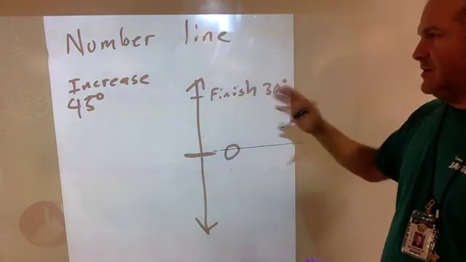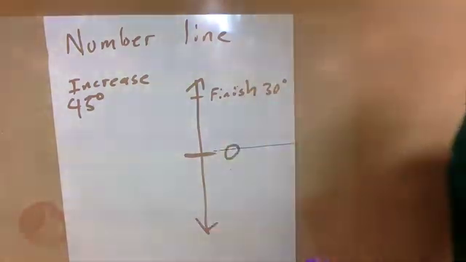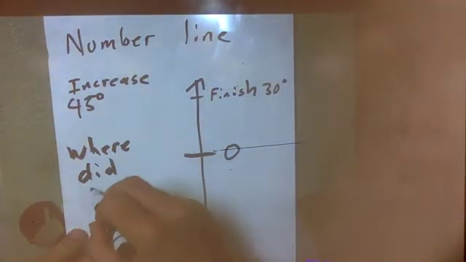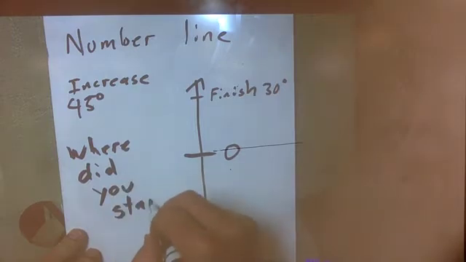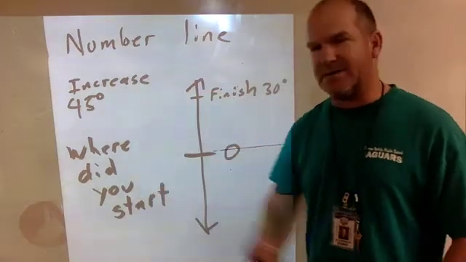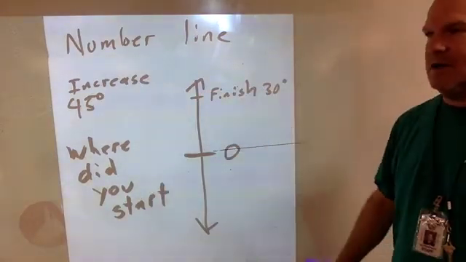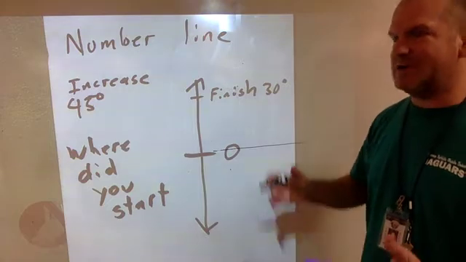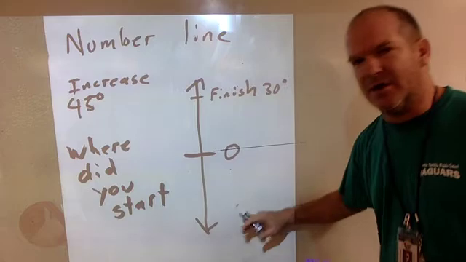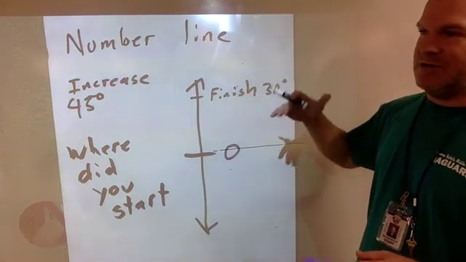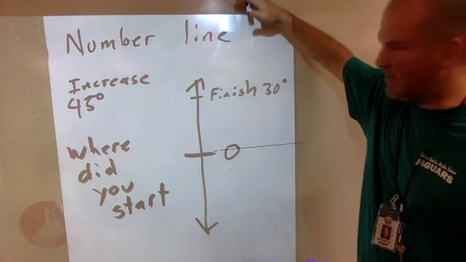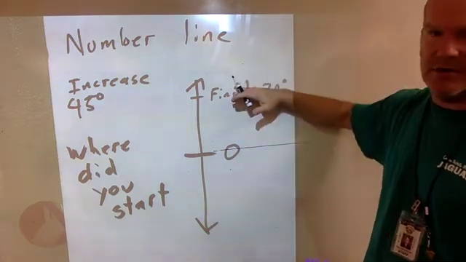Well, think about it. They want to know, where did you start? And wherever you started, you increased 45 degrees from that starting point to end up here. So if you had to increase to get there, you must have been farther down. All right, if it would have said you decreased to get here, then you must have been higher up. Because if you decrease, you go down. If you increase, you go up.